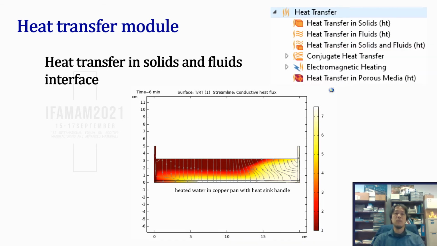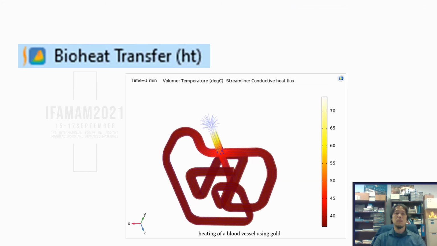The heat transfer module has several interfaces, including heat transfer in solids and fluids that can model, for example, the heating of a copper pan filled with water with a heat sink handle. In bioengineering, the bioheat transfer interface can be employed to determine the temperature distribution of blood vessels heated with gold particles, for example, in killing cancer cells.